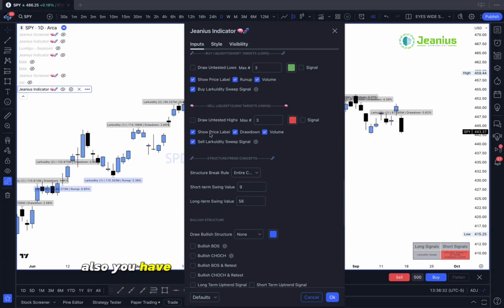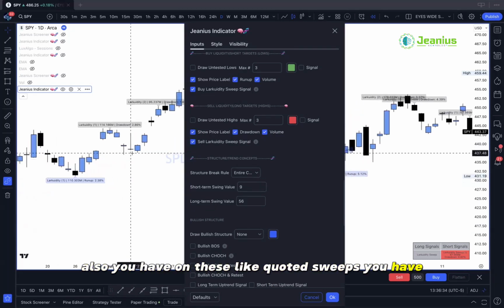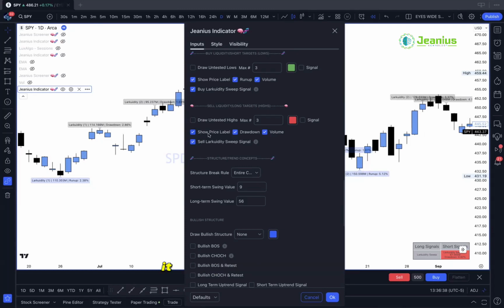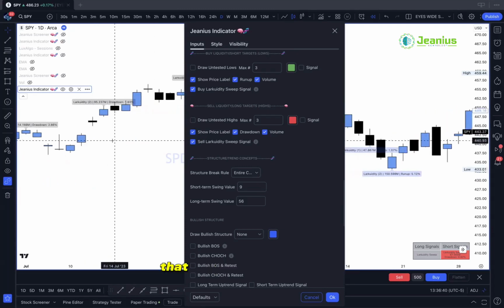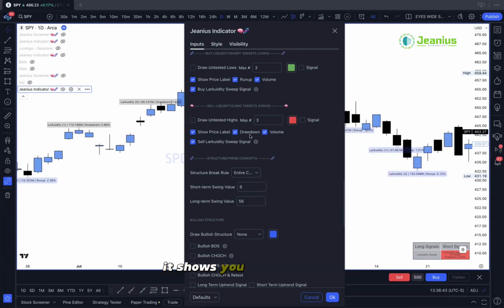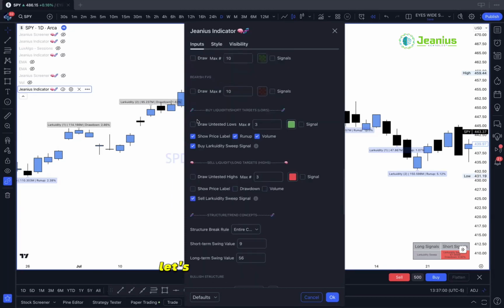Also, on these liquidity sweeps, you have different pieces of information. It shows you the price label that the sweep happened at. It shows you the drawdown after the liquidity sweep happened, and it also shows you the volume. Let's get these off the chart. Did I have the signal on for liquidity sweep? I did. Okay, yeah, I had it on.